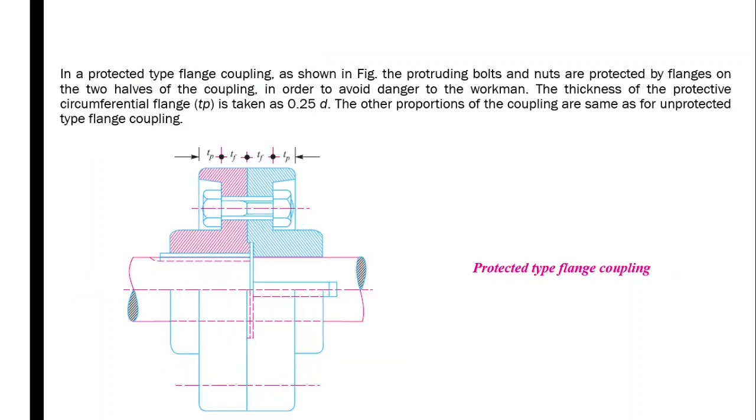Okay, and the second type of flange coupling is the protected type flange coupling. In this category, the nut and bolt heads are covered or protected from the external environment. That covering is shown like this. There is a protective covering for the nut and bolt heads, and its thickness is equal to Tp, which is equal to 0.25 D, where D is the diameter of the shaft.